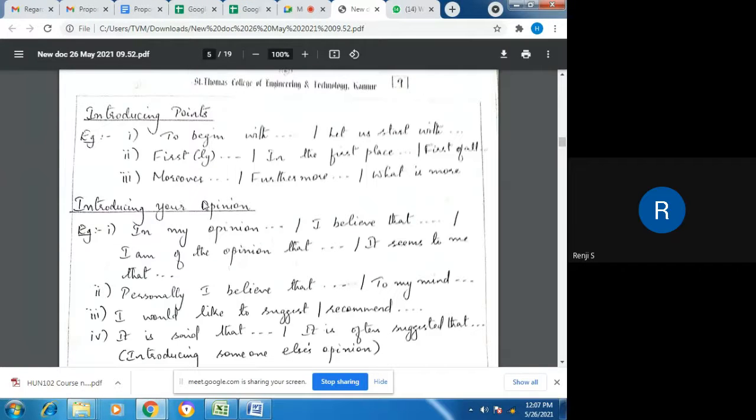Then another point is: moreover, or furthermore, or what is more, etc., can be used when you continue your speech or your writing after an introductory point.